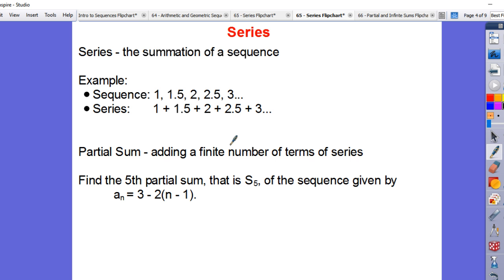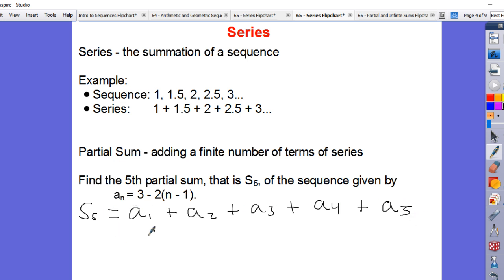So the series is you add your terms. Your partial sum is you add a finite number of terms of a series. So to find the fifth partial sum, that is S5, of a sequence, we add the first term, the second term, the third term, the fourth term, and the fifth term. So let's find S5. S5 is equal to A1 plus A2 plus A3 plus A4 plus A5.